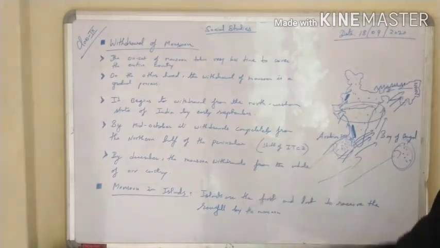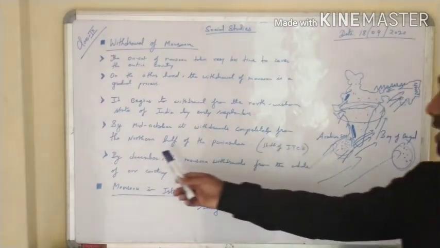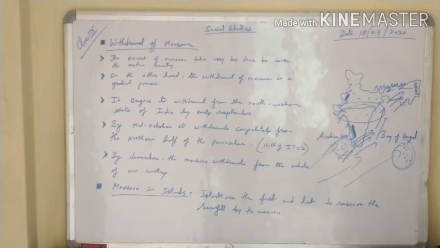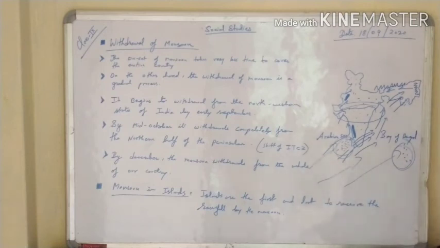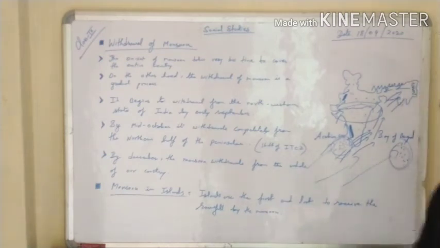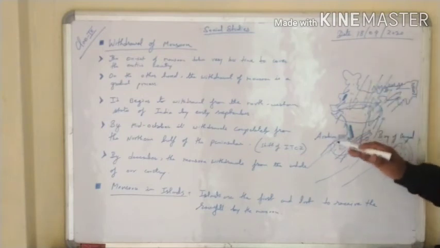Now, one more thing I would like to tell you: by mid-October it withdraws completely from the northern half of the peninsula. You know that October is a time when there is a shift of the ITCZ. I hope you remember what the ITCZ is. ITCZ means the Intertropical Convergence Zone, and this zone will shift towards the south. At that time it will attract the wind from the north. That means at this time the wind will go from the eastern side of our country and take away the moisture from the air, and shift it towards the south.